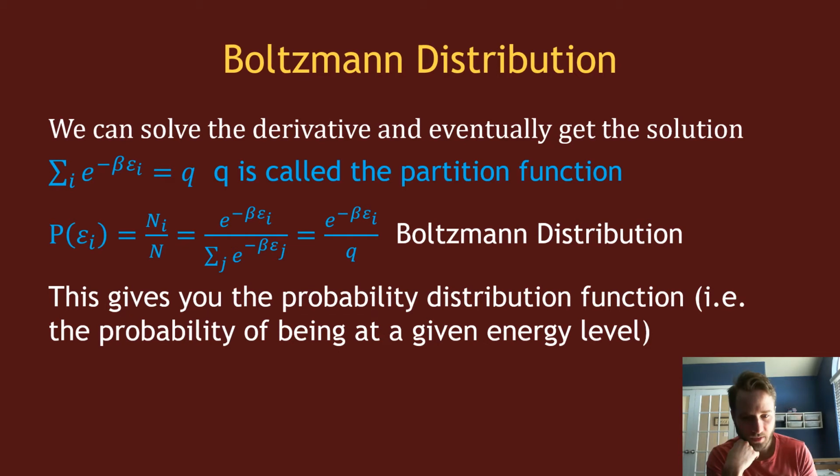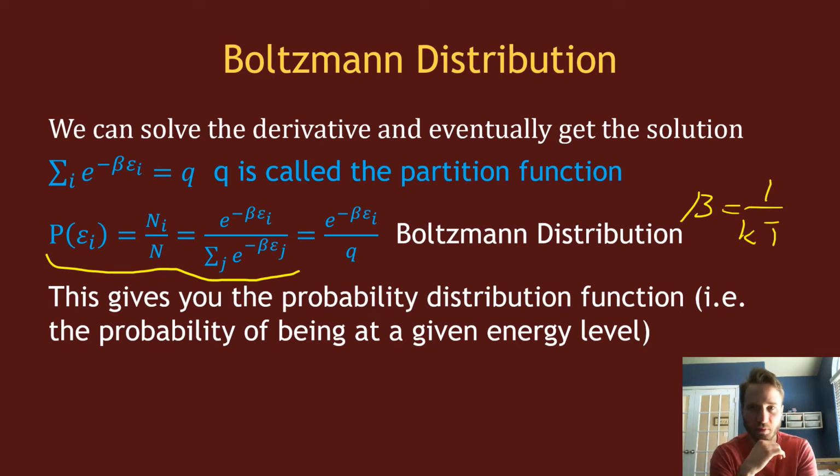The probability of being at some energy level is given by this equation here, e to the minus beta epsilon i, divided by the sum over e to the minus beta epsilon j, where q here is that partition function we talked about often last semester. And beta is just 1 over kT, k being Boltzmann's constant. That gives us our probability distribution function.